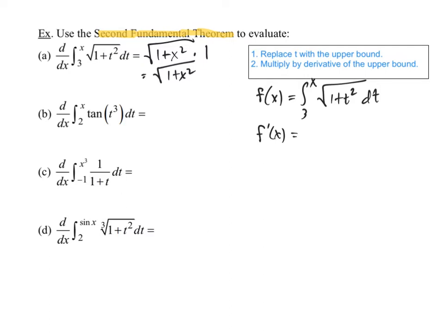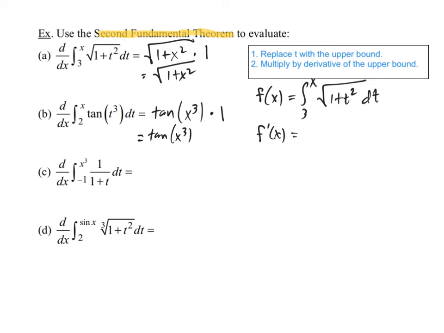Okay, moving on to example B, we have the derivative with respect to x of the integral from 2 to x of tangent of t cubed. And so once again, step 1 is I'm going to replace the t in that function with the upper bound, x, and so it becomes x cubed because there was already a cube in the problem, and then multiply by the derivative of the upper bound. And since the upper bound is x, the derivative of that would just be 1. And so my answer here would be tangent of x cubed. That would be the derivative of that integral.